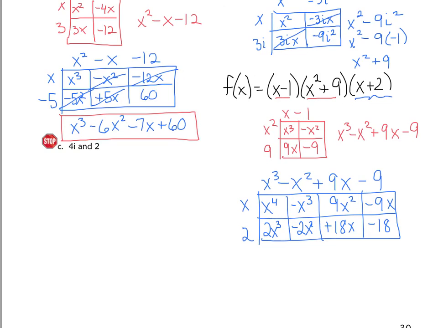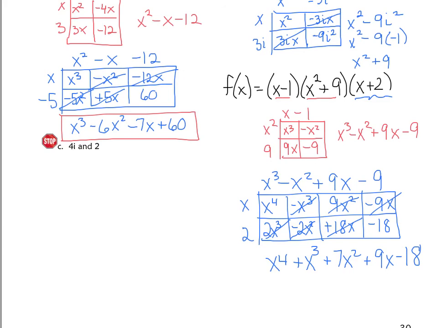And let's combine like terms. X to the fourth has no one to be combined with, so it's just x to the fourth. I have a negative x to the third and a positive 2x to the third, leaving me with an x to the third. A negative 2x squared with a positive 9x squared is going to be a positive 7x squared. And then 18x minus 9x is plus 9x. And then finally minus 18.